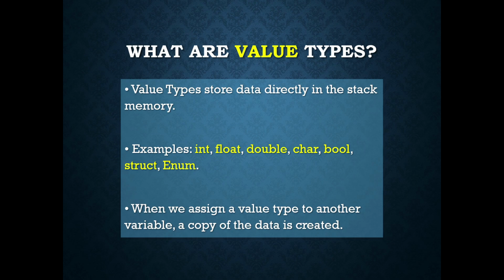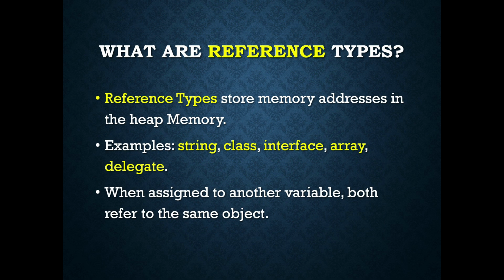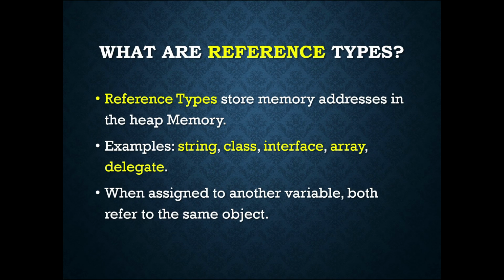Let's see the reference type definition. Reference types store memory addresses. They do not store the value directly. Instead, they store the memory address, and that address refers to the heap memory. Examples are string, class, interface, and delegates. These are all reference types. When we assign a reference to another variable, both variables refer to the same object. So this is the reference type.